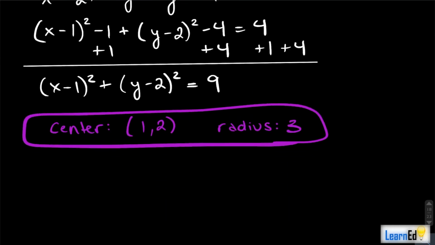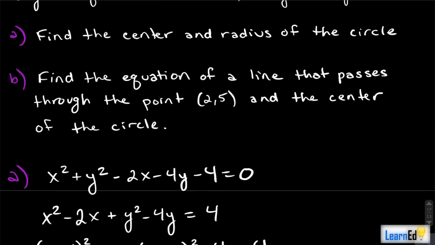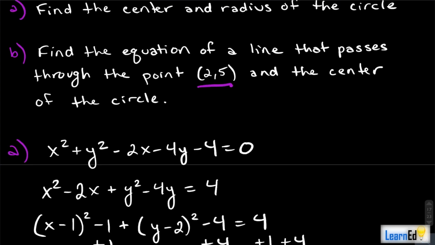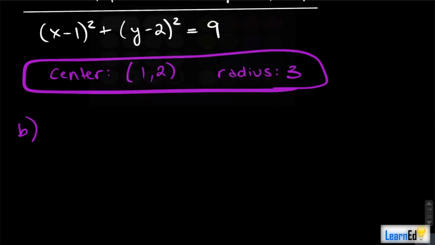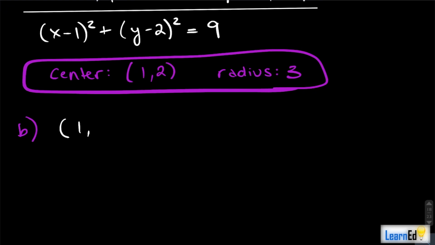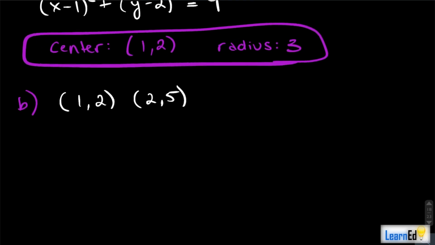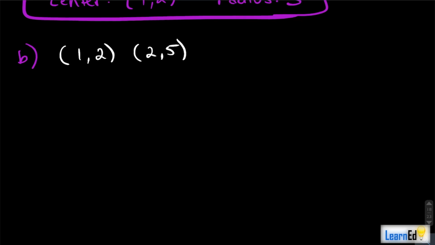Okay, moving on to B. We want to find the equation of the line that passes through the point (2, 5) and the center of the circle. This is just like that line problem that we had a couple problems ago, but now we needed our center, and our center is (1, 2), and the point on our line is (2, 5). So let's again find our slope. That was the first step. Remember, m equals y2 minus y1 over x2 minus x1.